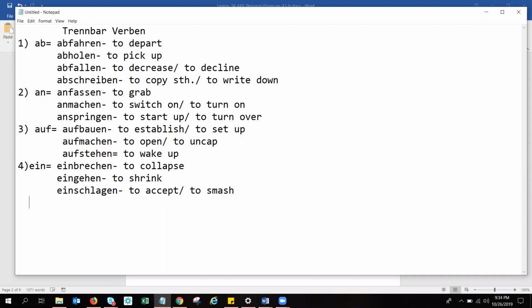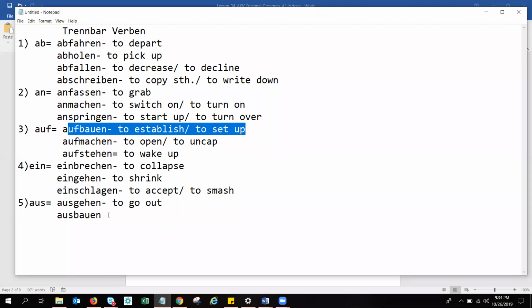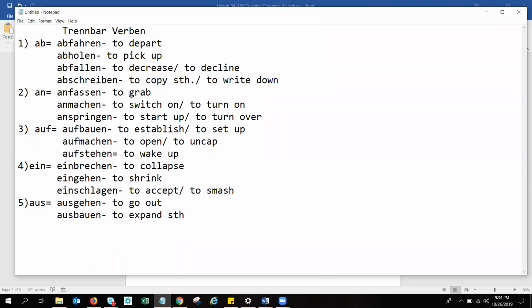Next we have aus. As I told you, ausgehen. Ausgehen is to go out. Then we have ausbauen. So bauen is to build up, to construct. Aufbauen, here it is written aufbauen, that means to establish or to set up. Ausbauen is to expand something, or what we say, to upgrade. So bauen is to build up, to construct. Aufbauen is to establish or to set up. Ausbauen is to expand something or to upgrade.